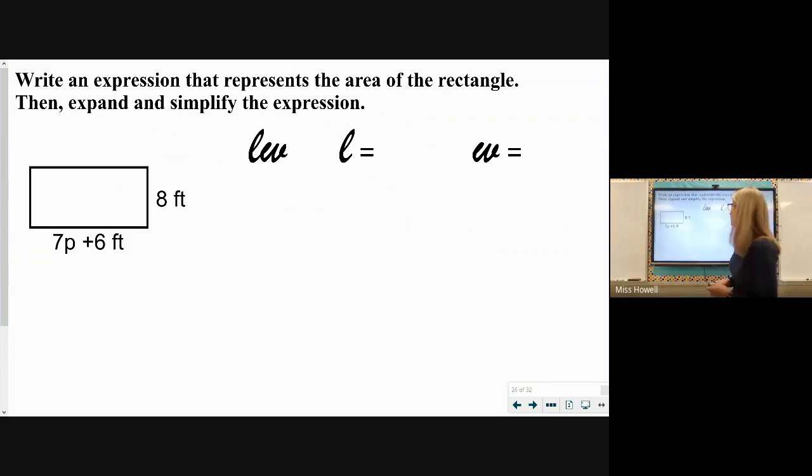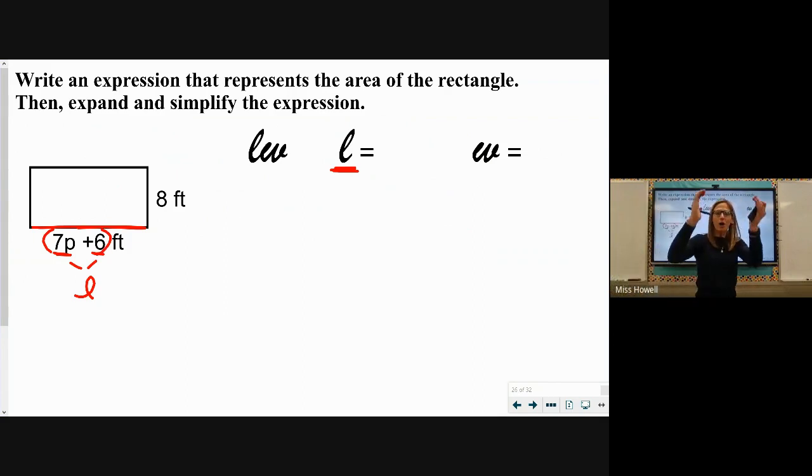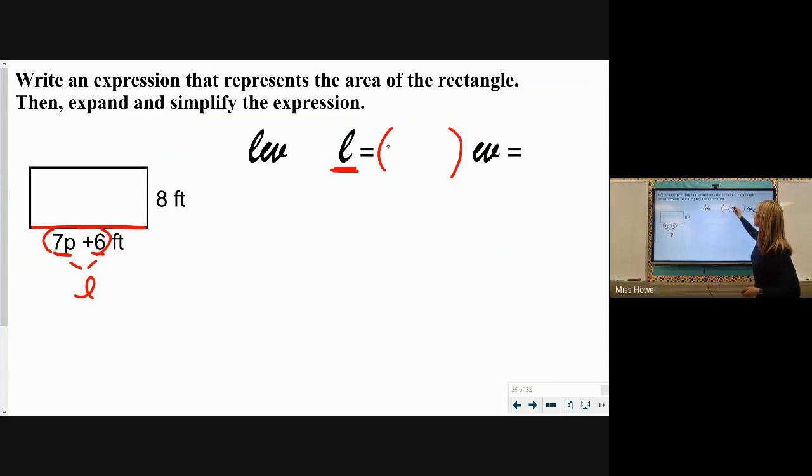Now, here's where you need to be careful. For one letter, I need one item. So if my item is 2 or more terms, I have to group it all together. So be careful. So when I'm looking at this longer side, my length, since there are 2 terms here that represent one thing called the length, I have to group it all together to say, this is one big thing called L. All right, so our length is this entire math problem, 7p plus 6. All right, this shorter side, which is our width, is just an 8. So this W is just simply an 8.